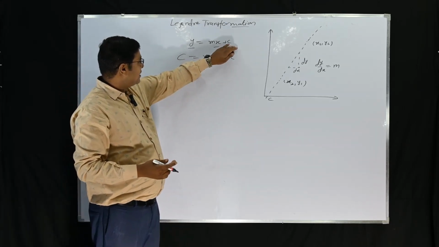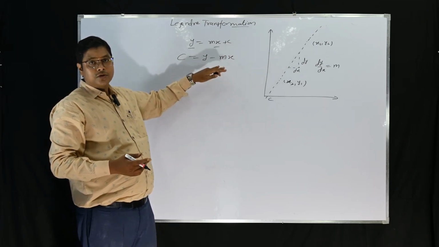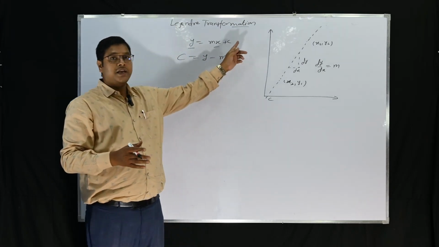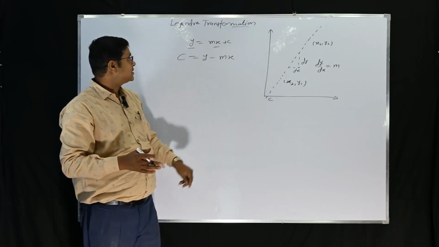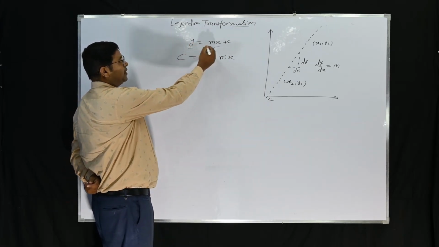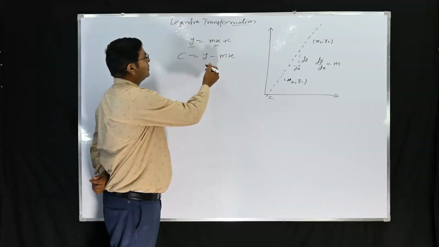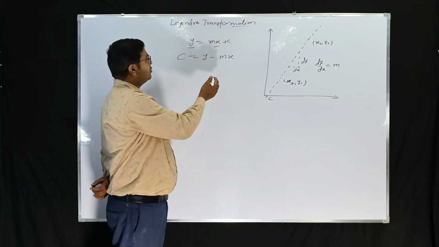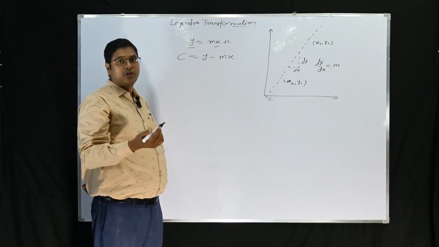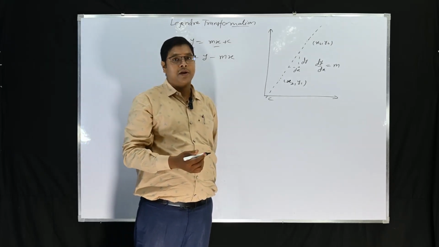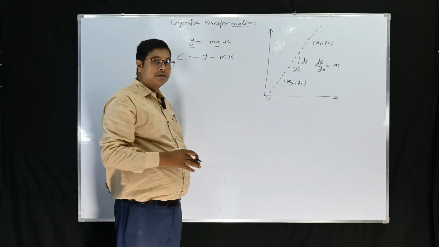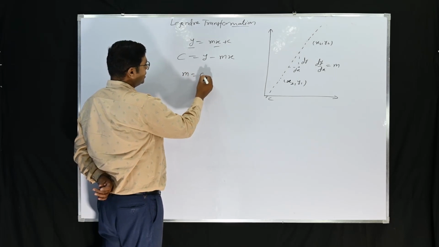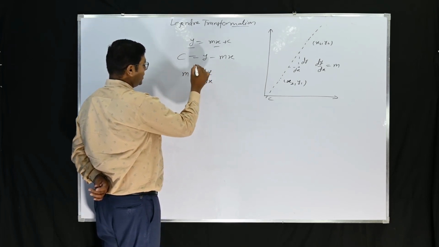So I am representing the same line equation in another way. My notation is different, but I am not losing any information. What is happening here is that I have replaced my variable y with c, and x with m. With the known values of m and c, I can draw the line, or with the known values of x and y, I can draw the same line. This is called the Legendre transformation. So here m is nothing but dy by dx.